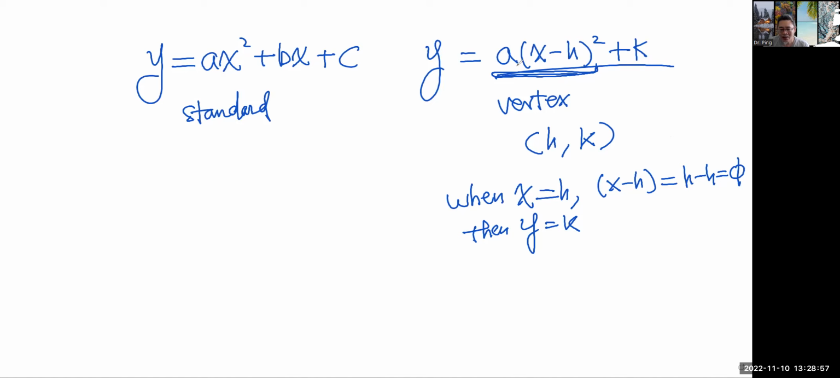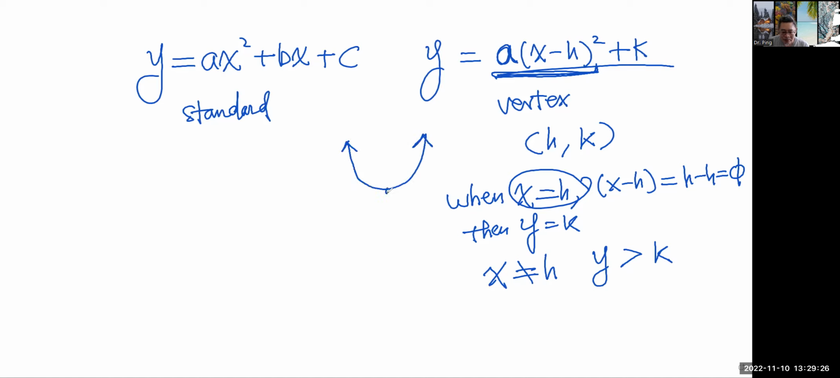And from that point on, if a is positive, then for any x which is not h, the squared term will be bigger than 0. So as long as x is not equal to h, y will be bigger than k. So you can see this kind of scenario. This is our vertex, which is (h, k). That's when a is greater than 0.